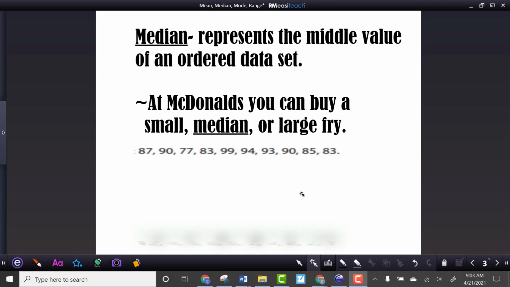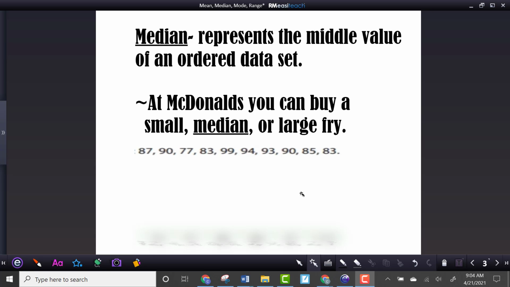So now the next thing we're going to take a look at is the median. The median represents the middle value of an ordered data set. I want you to write that down. And also I want you to write down a way to remember this. At McDonald's, you can buy a small, medium, or large fry. So median represents the middle.